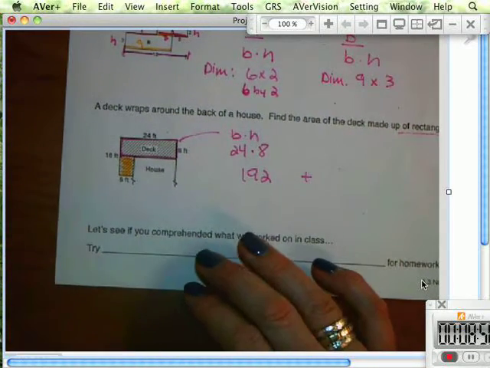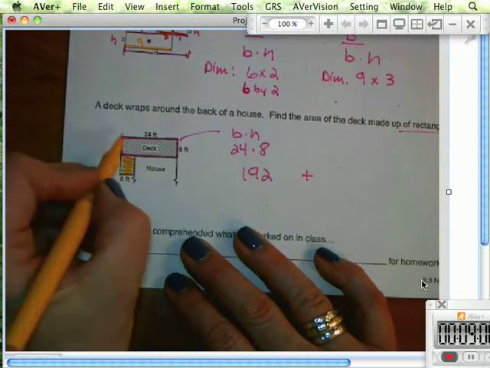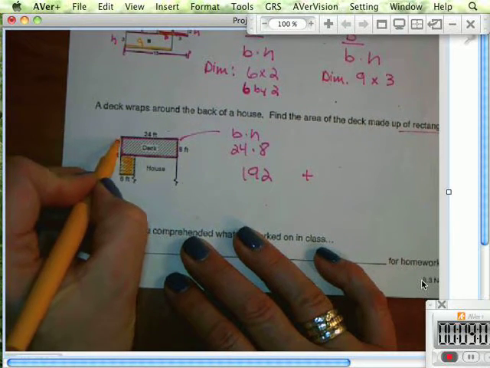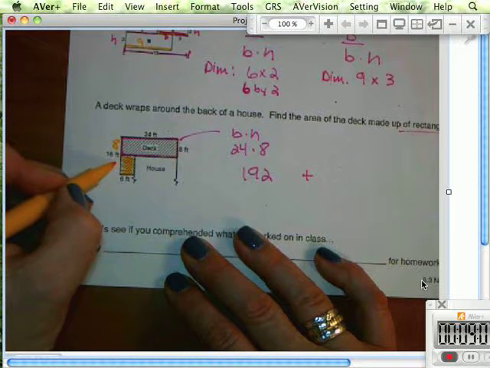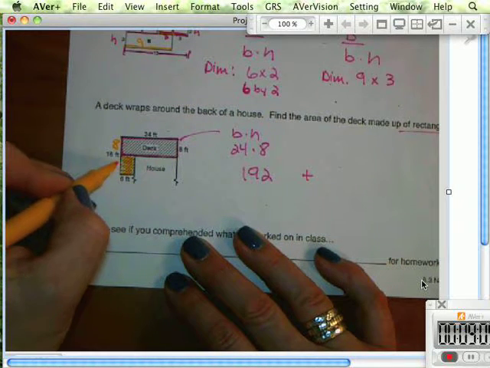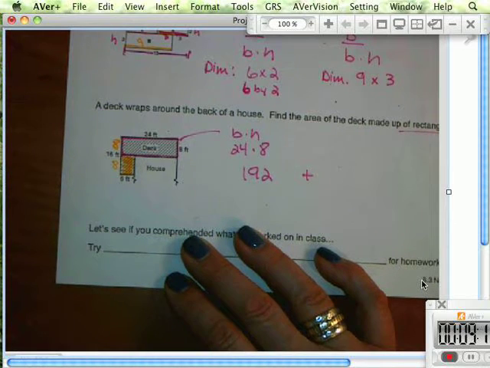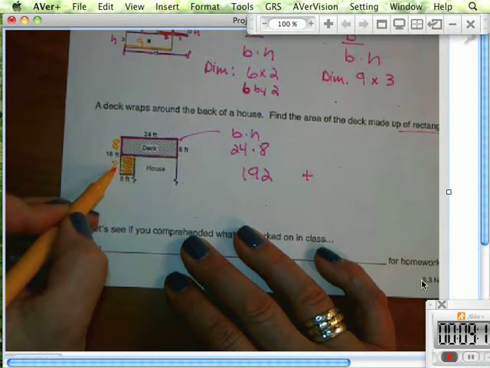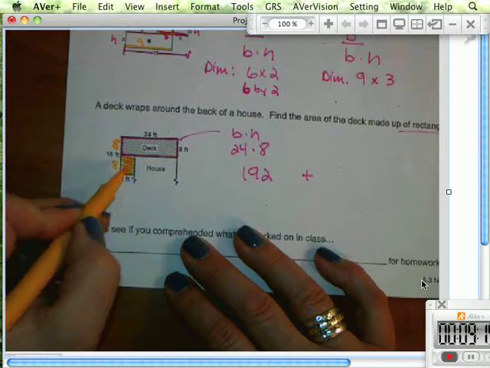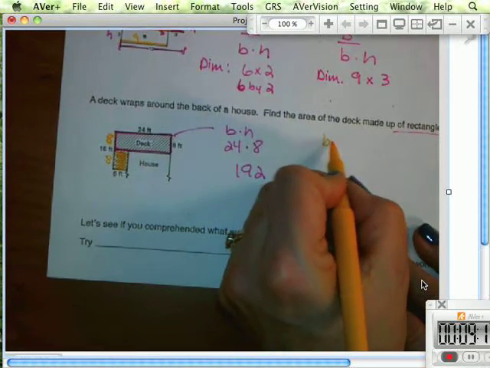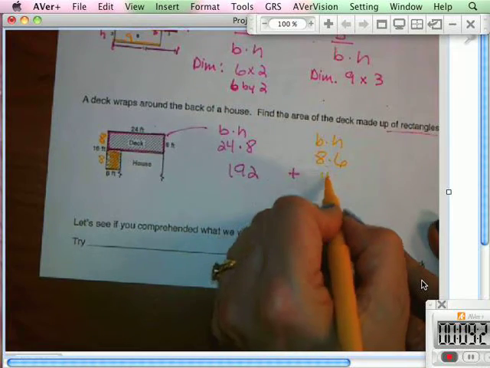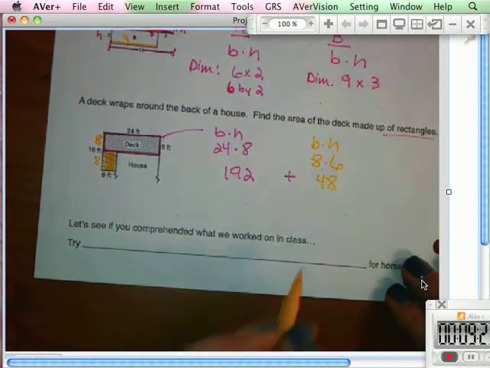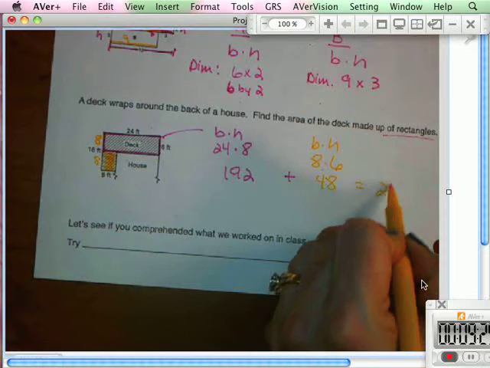Okay, so, ladies and gentlemen, if this is 8, what's this piece right here? 8. If this total thing is 16, then what's this piece right here? 8. You see how you break that up? Yeah. And then I can do 8 times 6 here to get that rectangle. So base times height is 8 times 6, which is 48. And I add them together. And I get 240 and I'm done.